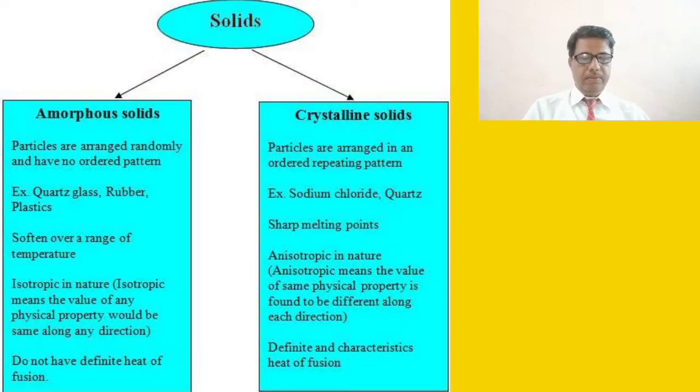First one, solid state. Here the molecules are held together strongly with a strong force of attraction, and so they have definite shape and volume. Also their particles may be atoms, ions or molecules. So types of solids: there are two main types of solids.